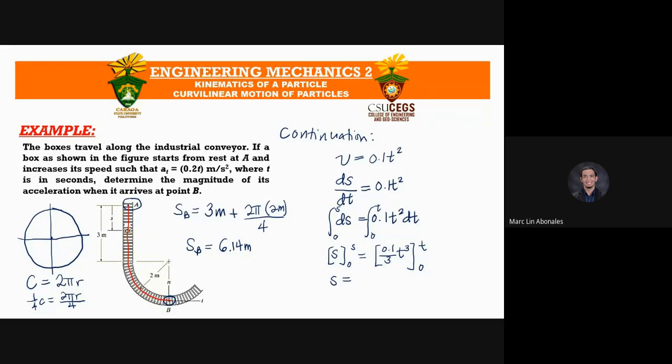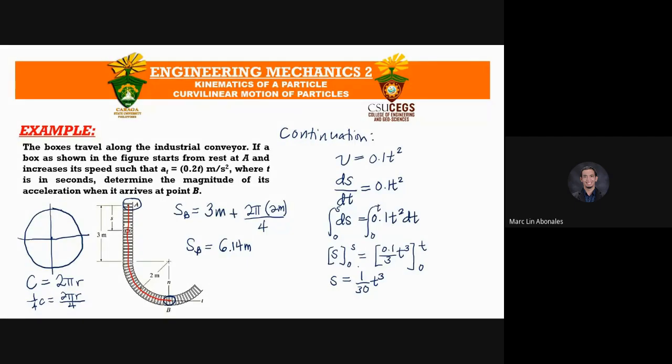What is the fraction form? 0.1 over 3 is 1 over 30. So, 1 over 30 is the fraction form of 0.1 over 3 t cubed.